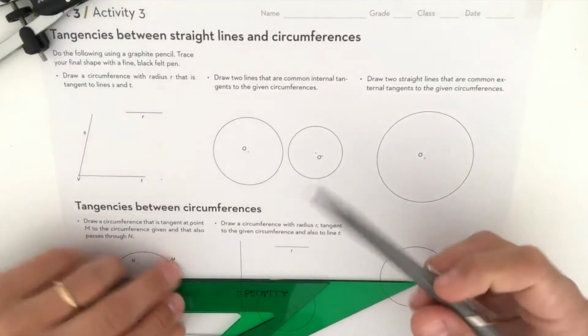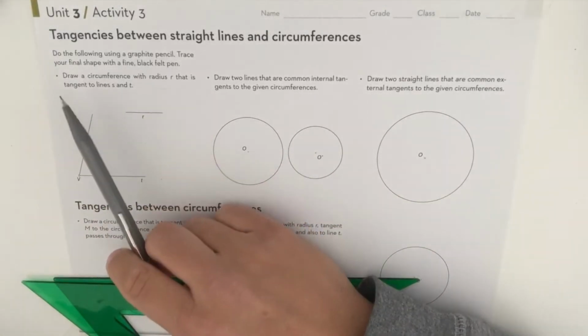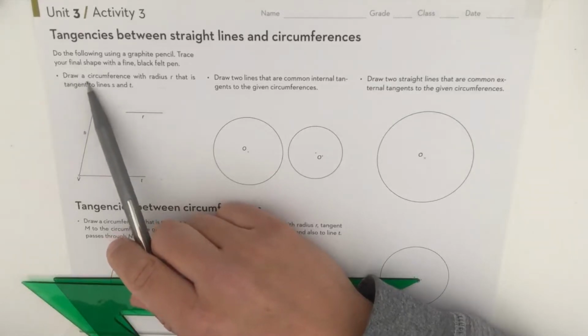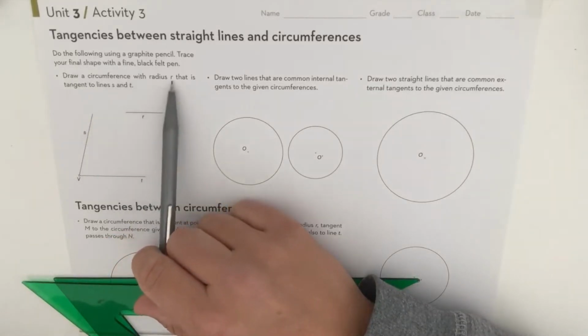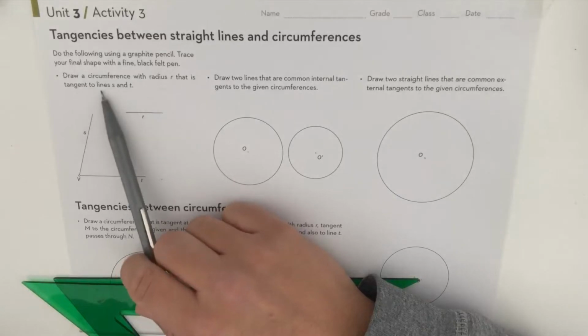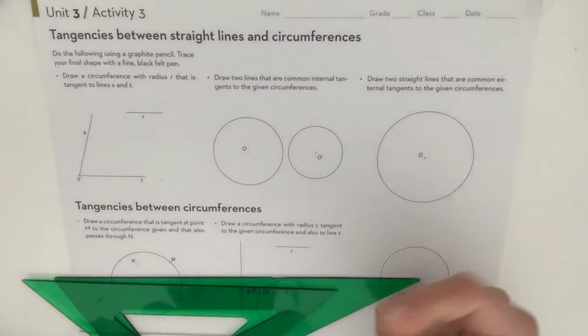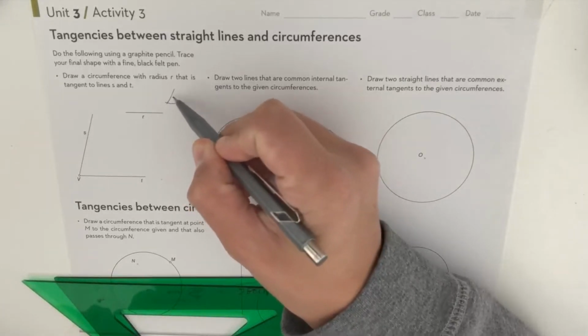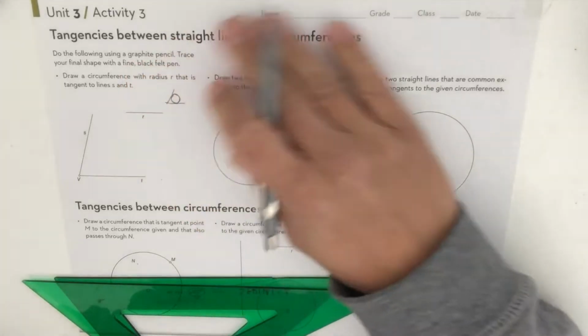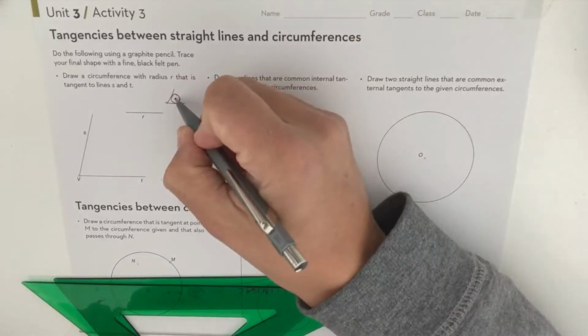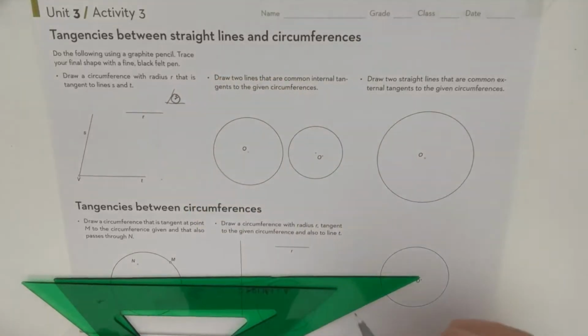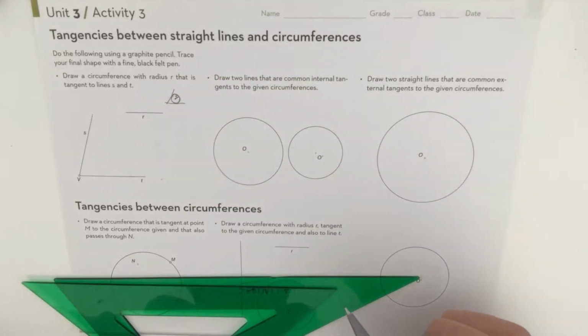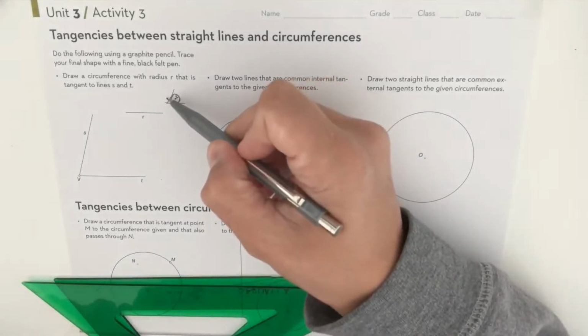Okay, so let's go with exercise number 1. So it says, draw a circumference with radius r that is tangent to lines S and T. Okay, so we have this exercise. We have 2 lines here, and we want to draw a circumference right there which has radius r. So how do we do this? It's quite simple.